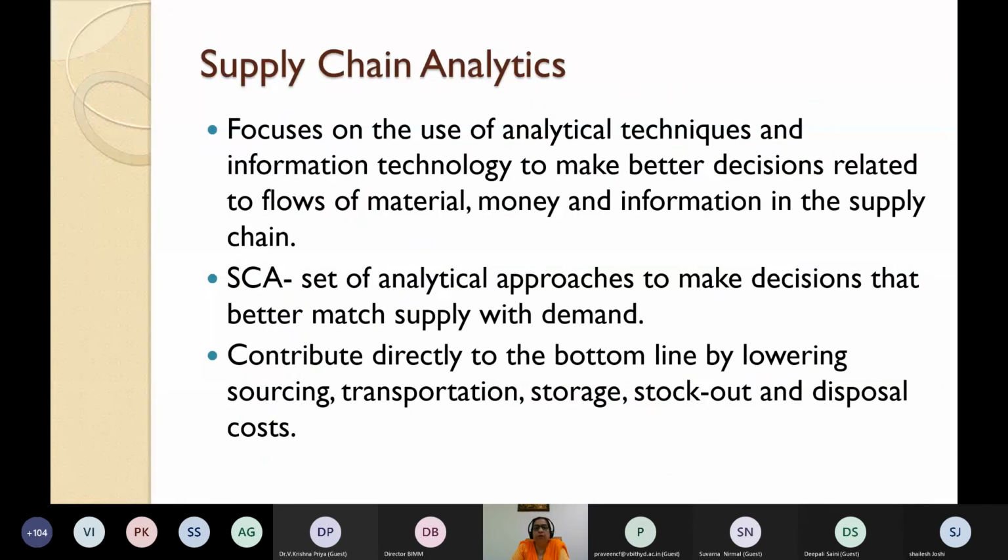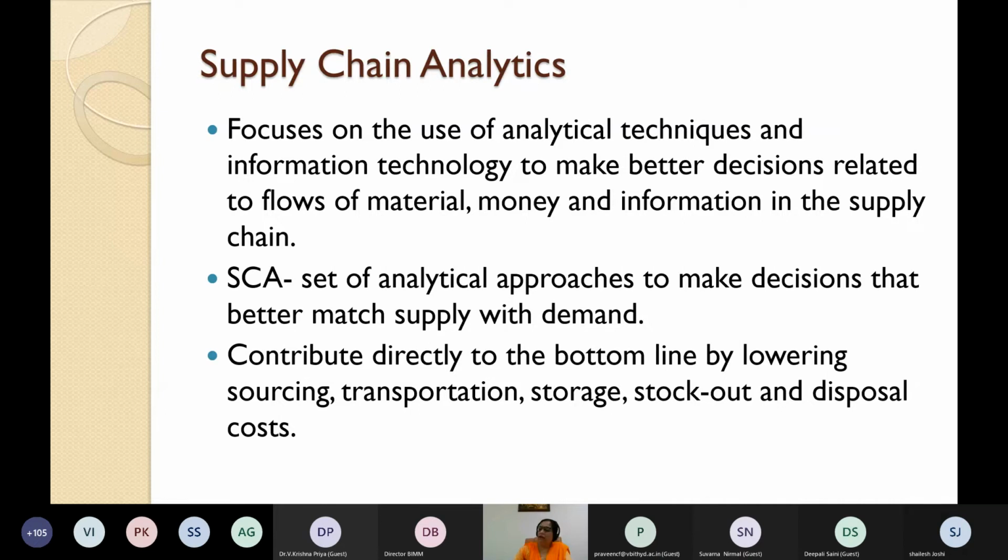I'll just take one example of a business analytics or data analytics tool which I have used for supply chain analytics. Supply chain analytics focuses on the use of analytical techniques and information technology to make better decisions related to the flow of material, money and information in the supply chain. If you define supply chain analytics, it is a set of analytical approaches to make decisions that better match supply with demand.